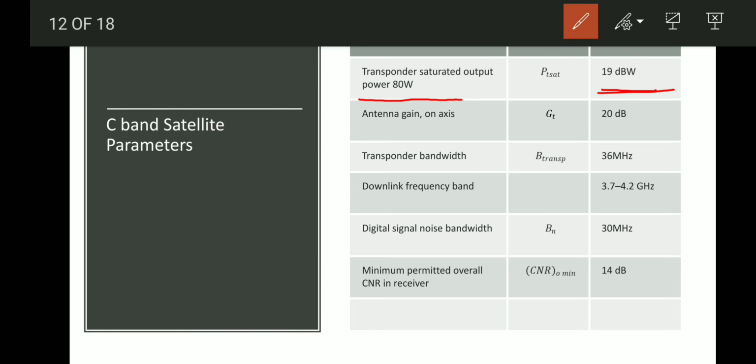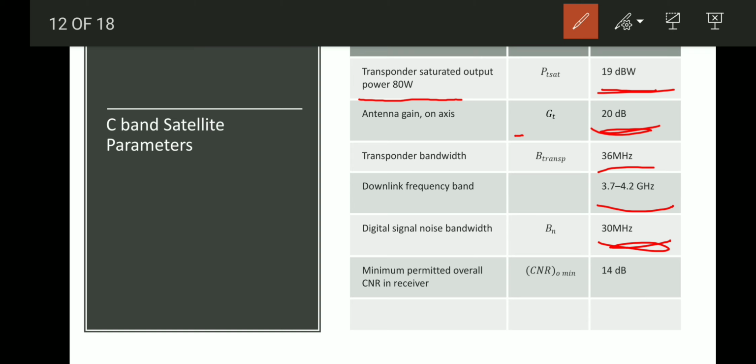Then this value we have converted into dB, as I said, all the values need to be converted into dB. Here the antenna gain at the satellite is given. Here GT is equal to 20 dB, again calculated in dB. Transponder bandwidth, we have seen the whole picture of how the frequency is distributed in the earlier lectures. In the C band there is a 36 megahertz allotment, but again, in the question it will be given here. For the downlink frequency band, because it is C band, it has to be centered around 4 gigahertz. The downlink frequency band is from 3.7 to 4.2 gigahertz, allotted to different transponders. The noise bandwidth is 30 megahertz. These all correspond to the satellite.